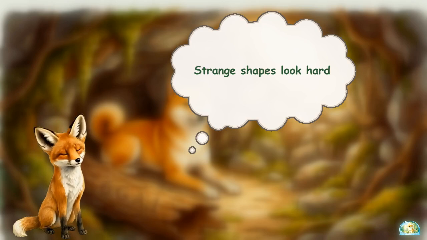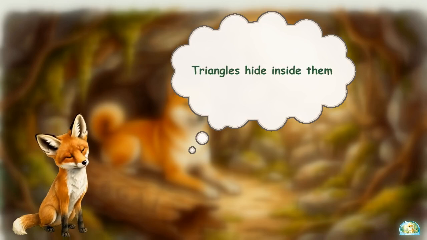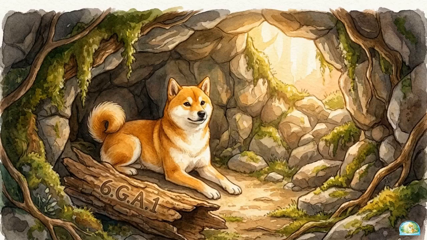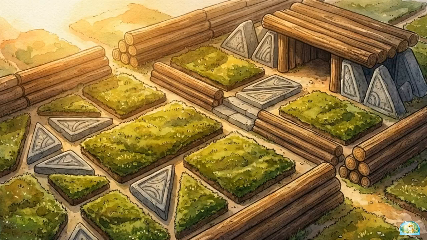Strange shapes look hard. Triangles hide inside them. Watch them appear. Every shape in this stone den can be taken apart and rearranged. This landscape is a collection of geometric parts that fit together in specific ways.